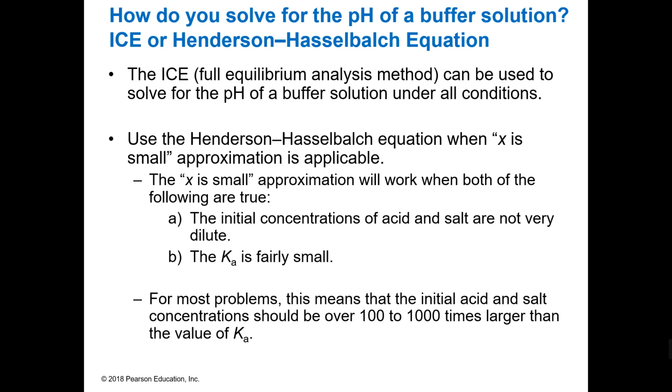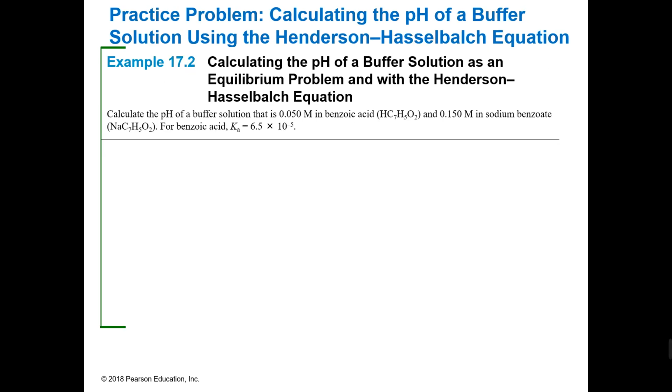So how do we find the pH? Well, we can use the ICE table or Henderson-Hasselbalch. Either one is just fine, so long as the X is small approximation is valid. As long as it's valid, then either one works just fine. I don't care which one you pick, so long as you're doing the correct math and everything is working appropriately.